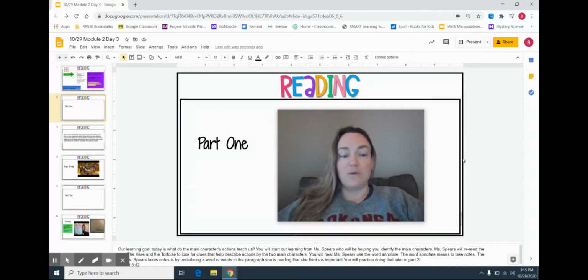Miss Spears will reread The Hare and the Tortoise to help look for clues that describe actions by the two main characters. You will hear Miss Spears use the word annotate. Can everybody say annotate? Good job. The word annotate means to take notes. The way Miss Spears takes notes is by underlining a word or words in the paragraph she is reading that she thinks is important to help you answer your question about the actions that the main characters are doing.